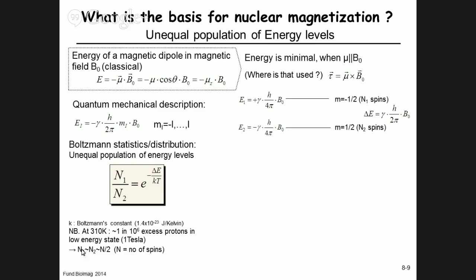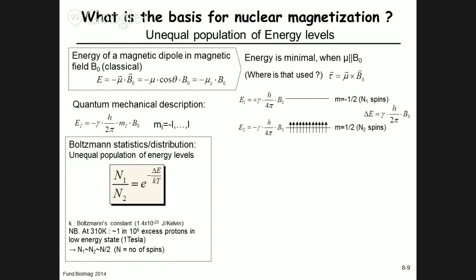So basically N1 is almost equal to N2, and each is equal to about half of N, where N is the number of spins in our voxel. Okay, so we have N1, N2 spins in a lower energy level. That's how we start out.